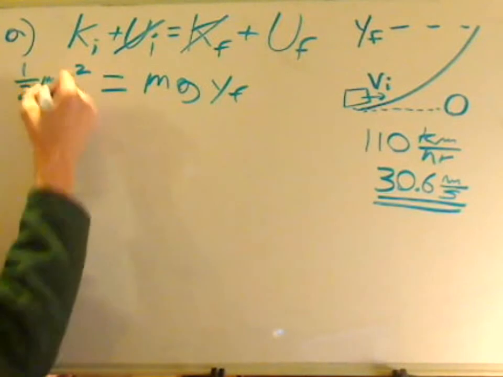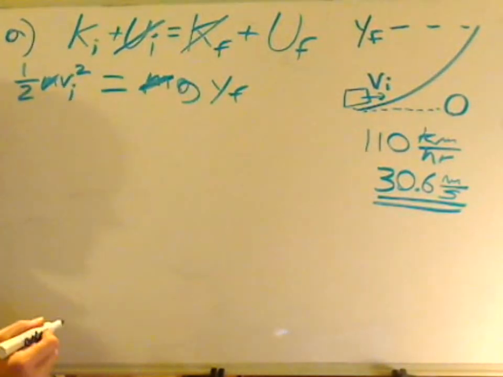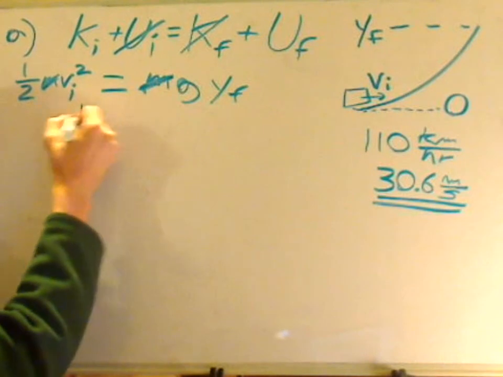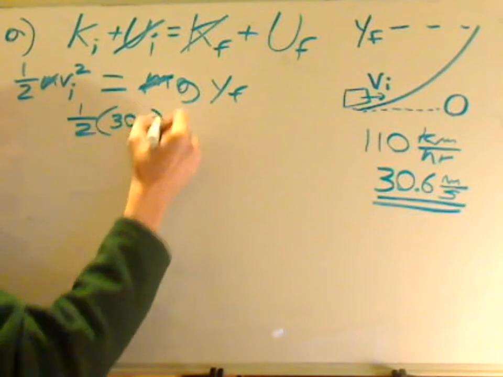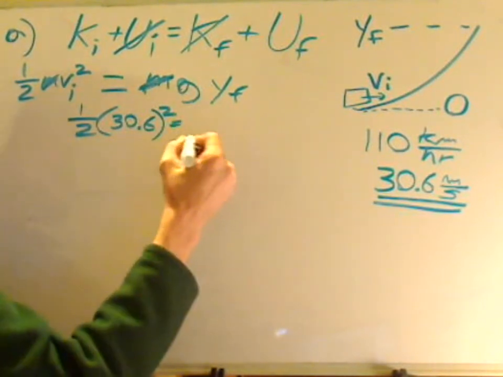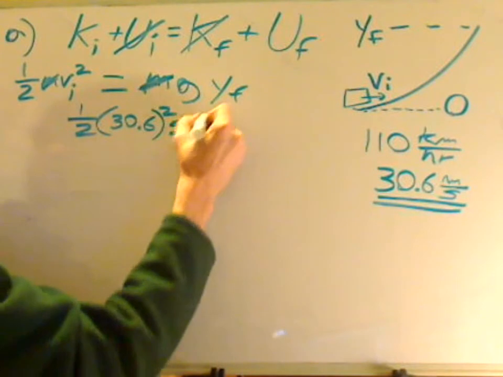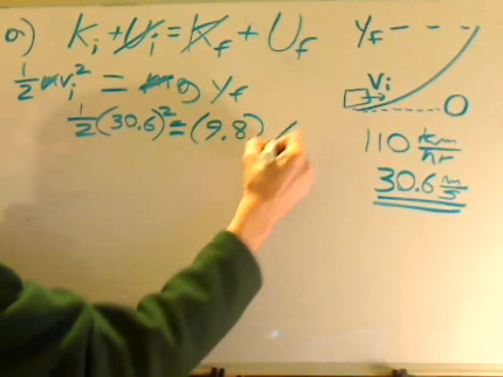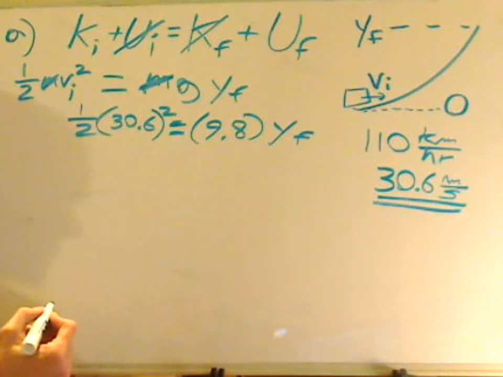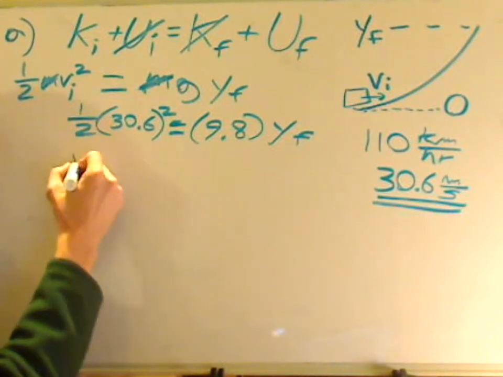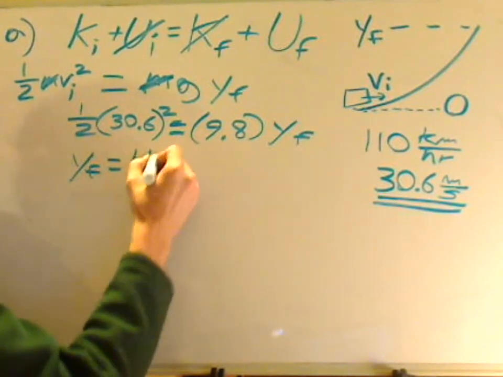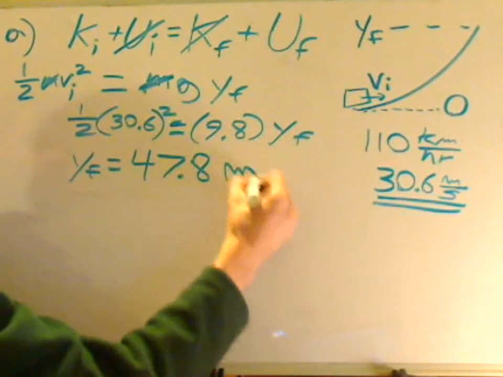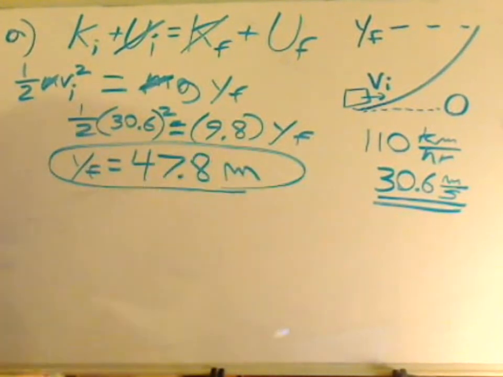The masses cancel, and we can plug in these numbers now. 1/2 times 30.6 squared equals g, which is 9.8, times our final y height. And that gives a final y height that is 47.8 meters. So that car coasts 47.8 meters up the road.